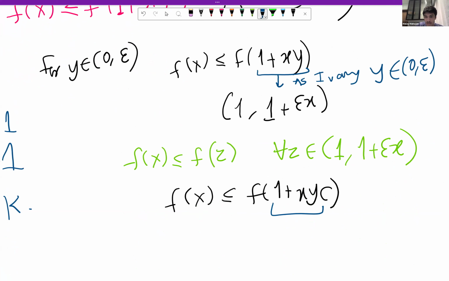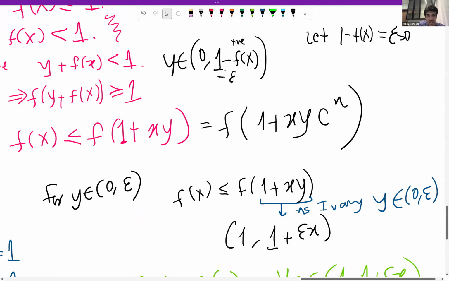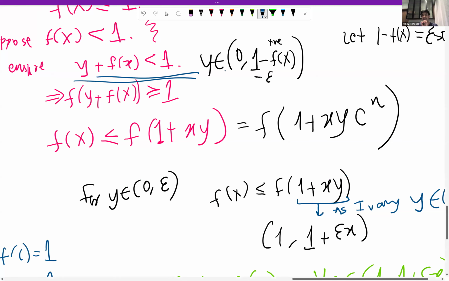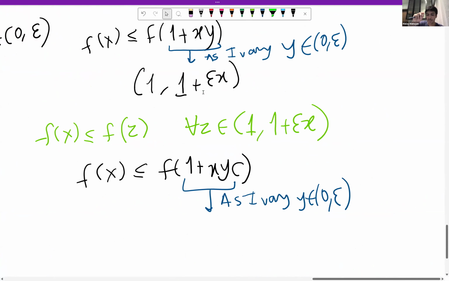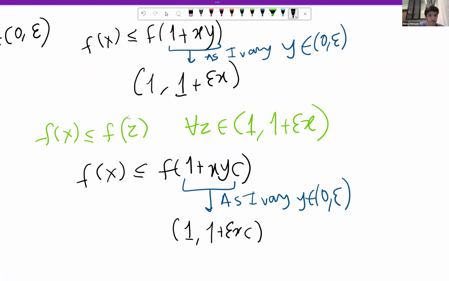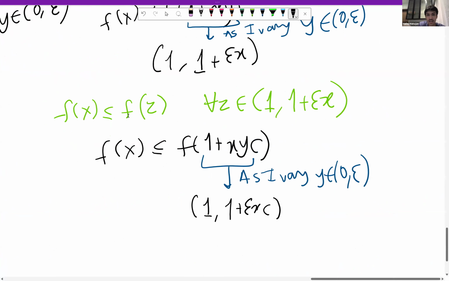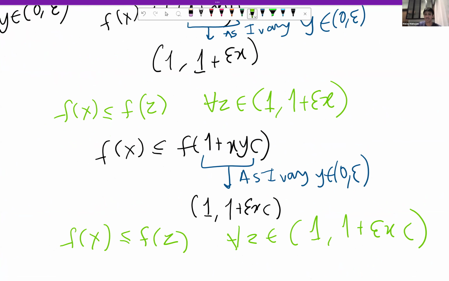As I vary y, remember y always varies over 0 to epsilon. That is fixed. Remember we have this equation, so I want y plus fx to be less than 1. So y is constrained to 0 to epsilon, and I can take all values. As I vary this, 1 plus xy times c varies over 1 to 1 plus epsilon x times c. So fx is at max f of z for all z belonging to 1 comma 1 plus epsilon x times c.